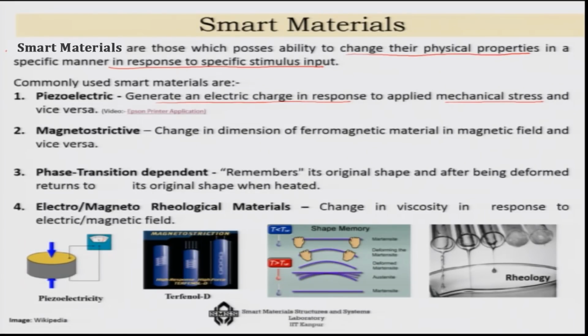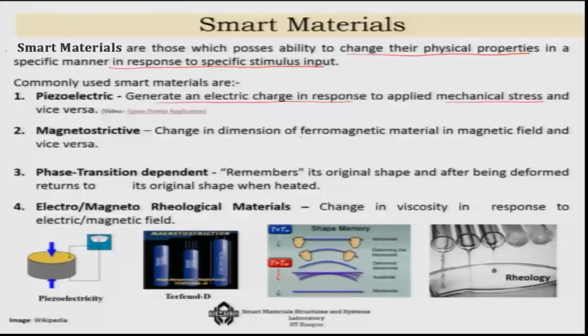Now, if you look at another smart material which is called magnetostrictive material, it has a change in dimension which happens mostly in ferromagnetic materials due to magnetic field and vice versa.